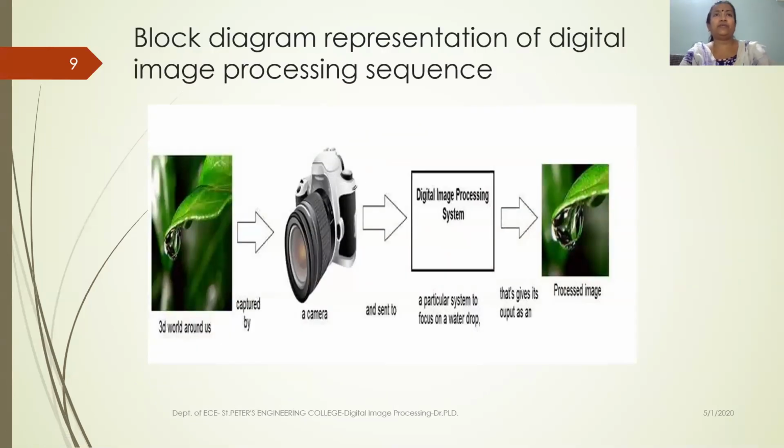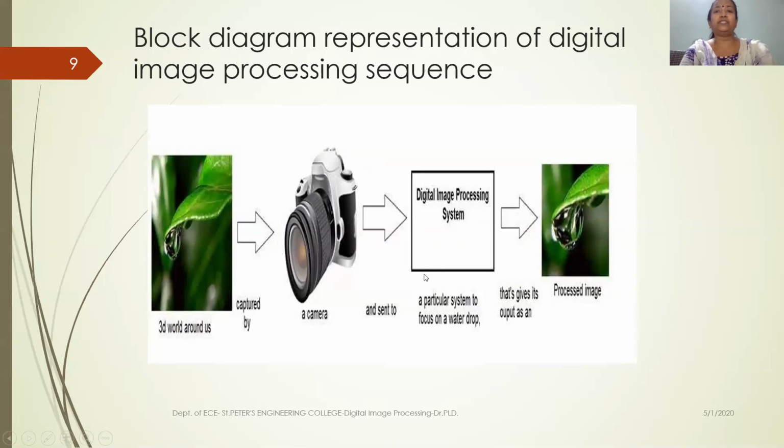This block diagram also might have come across in the class. It shows the image processing sequence, how we are capturing the image. This is the three-dimensional world that we observe in nature, captured through the camera. After capturing through the camera, digital image processing takes place.